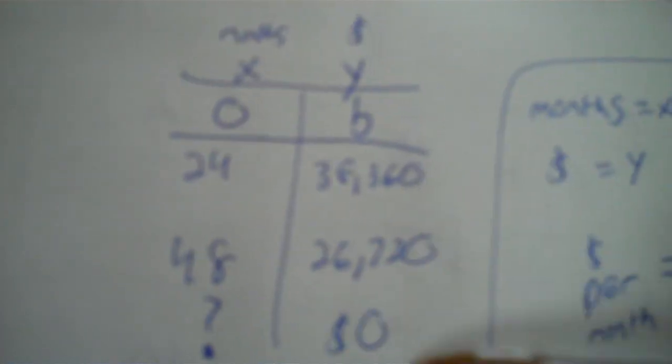I know that 48 months goes with $26,720. Okay, $0. Well, that's what you're trying to figure out right there. Okay, so obviously we started at somewhere higher than 38,000, so we call that B. So I put B, and I wasn't really adding every time, so I put M times X equals Y. It's like Y equals M times X plus B backwards.